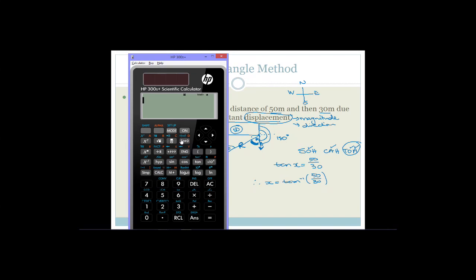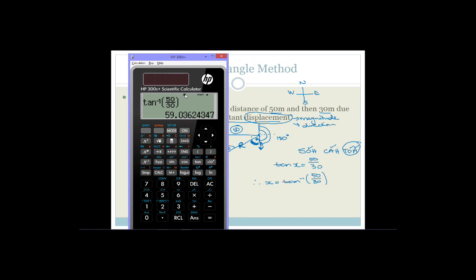And we're going to go shift tan. Now you always use shift tan when you're finding the angle. And then we're going to use the fraction button and we're going to go 50 and then go down and then 30 and then go across and close the bracket and say equals. And we got 59.04.